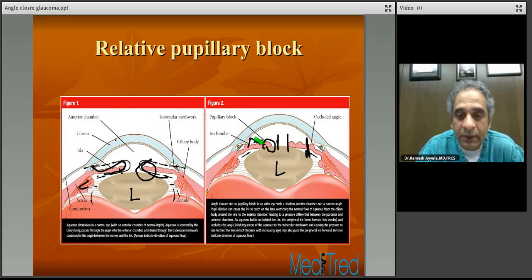Every time you notice a convex iris, we grade the convexity as grade 0, 1, 2, and 3. You can grade 3 to grade 4, meaning that the iris is bunched up almost against the cornea. You can see that the resistance is higher in the pupillary margin area.